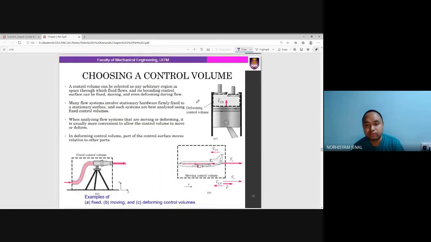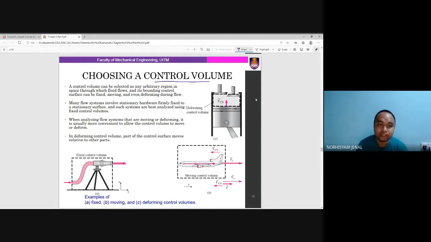So choosing a control volume over here, a control volume can be selected as any arbitrary region. This is one part of the study that we have to know. The idea for this is control volume. A control volume is a way for us to study a certain amount of space or arbitrary region in space through which flows, and its bounding control surface can be fixed, moving and even deforming. Why are we learning control volume? Because we want to study only a certain part of a system usually. To make sure that the study is only localized to that particular part, we use a control volume idea.